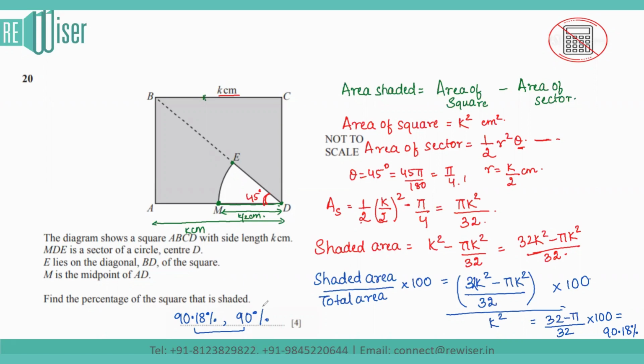Now let us have a look at the marking scheme of this question. This question carries a total of 4 marks. On writing the area of the square and area of the sector properly, we fetch 1 mark for the question. And on finding the shaded area, we get 2 marks. On writing the formula for the percentage, this gives us 3 marks. And on reaching the end result, we get 4 marks for the question.